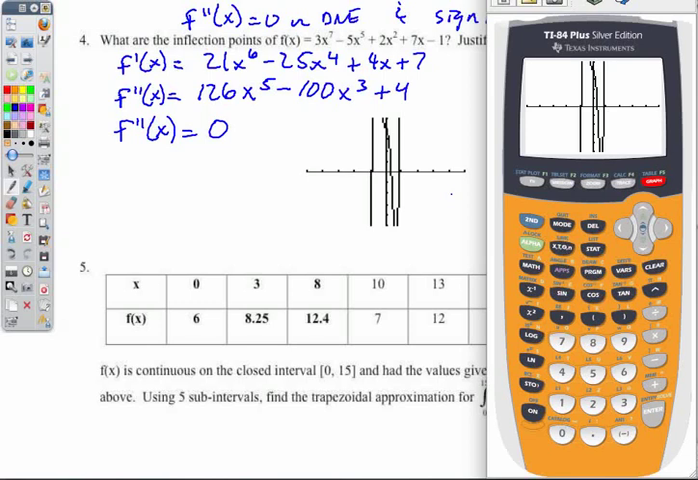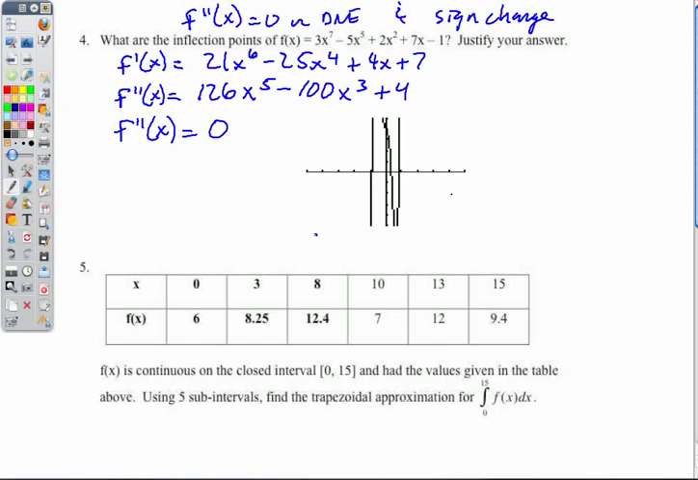So the values of those three x values are going to tell us where the inflection points are. Not only are they equal to 0, but we can also see that there's a sign change. It goes from negative to positive, positive to negative, negative to positive. We can also write that out on a number line.